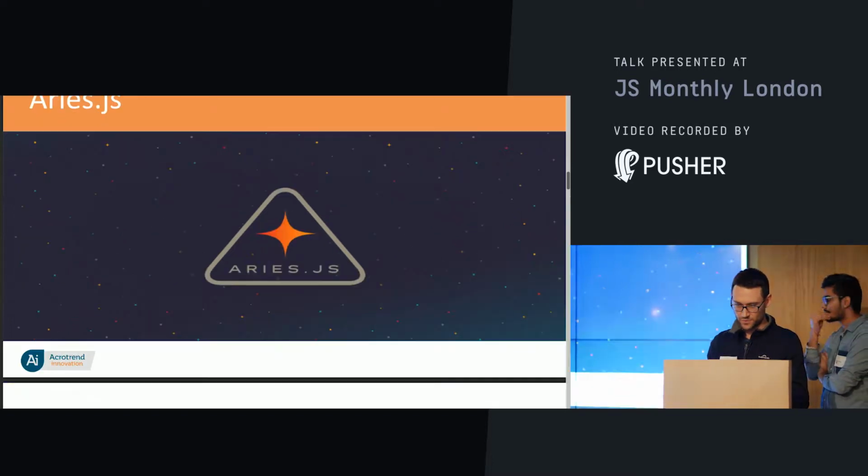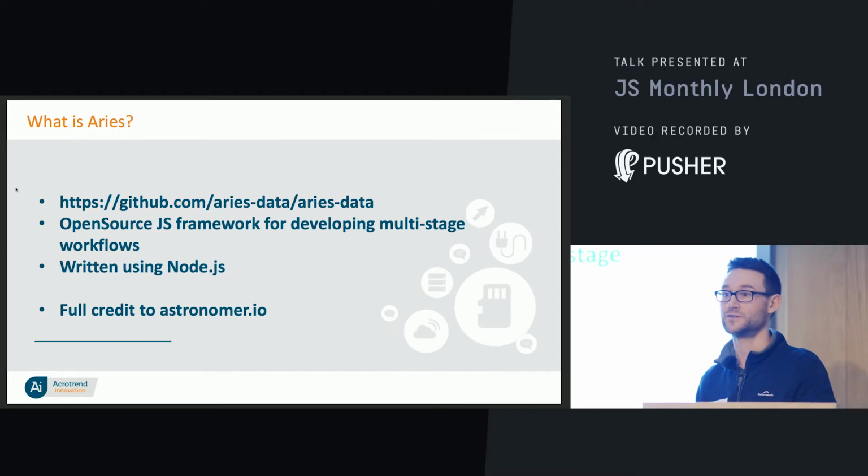There's a really nice framework. It's actually made by a bunch of guys called astronomerio. The whole thing's open source. It's available on GitHub. It's very, very light, and it's very, very easy. Basically, you just use it for developing multi-stage workflows, and it's entirely written in Node.js. So if you're comfortable in Node.js, you're comfortable with the JavaScript ecosystem, it should be fairly natural for you to pick this up and get started with it.